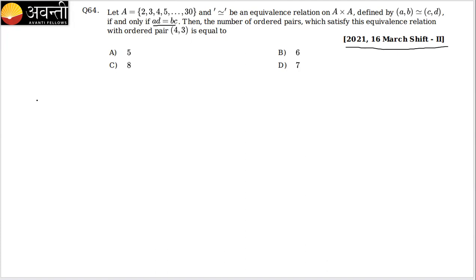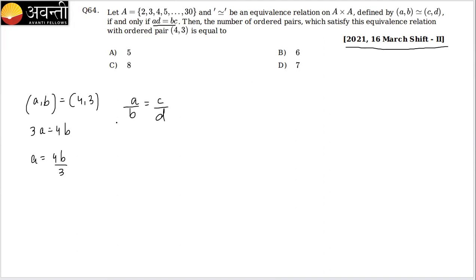So we can say the given ordered pair A comma B is equal to 4 comma 3. If you know the relation of ordered pairs, this means that 3A is equal to 4B. That means A is equal to 4B upon 3. Got it? A is equal to 4B upon 3. It is already given AD equals BC. That means A upon B is equal to C upon D.